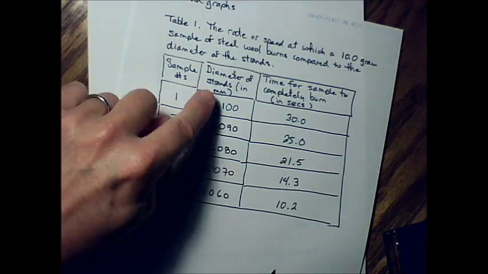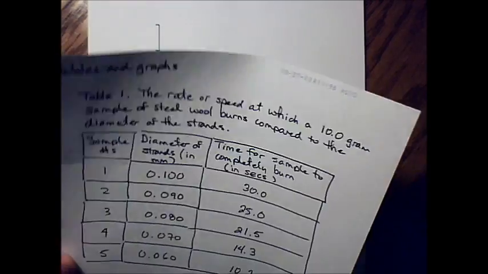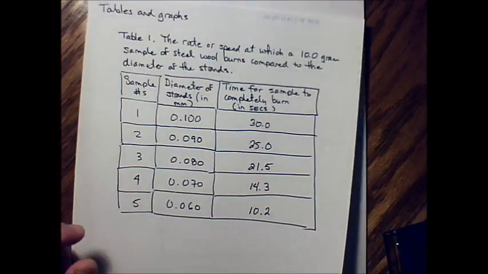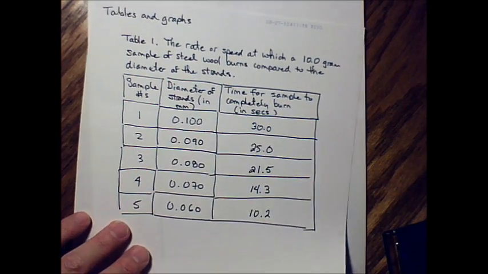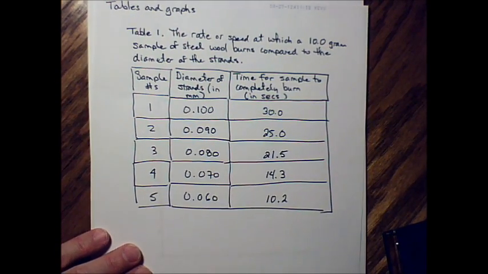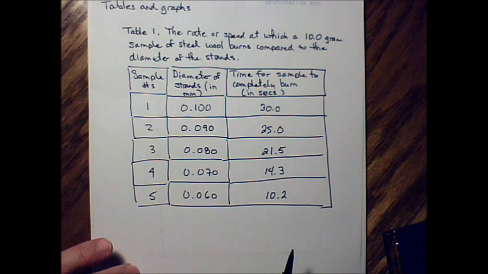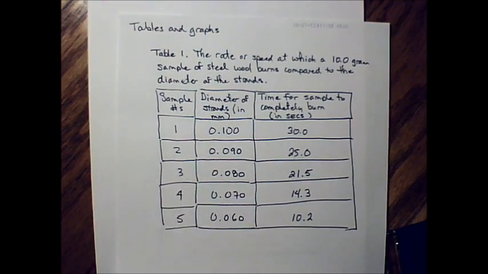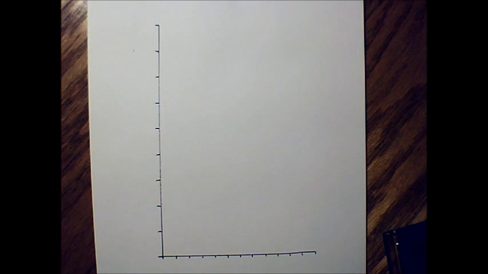What we need to identify is the independent variable. The independent variable is the one that we changed in this experiment. So which data did we change in this experiment? Diameter. The diameter is what we changed. We tried different samples of steel wool, didn't we?